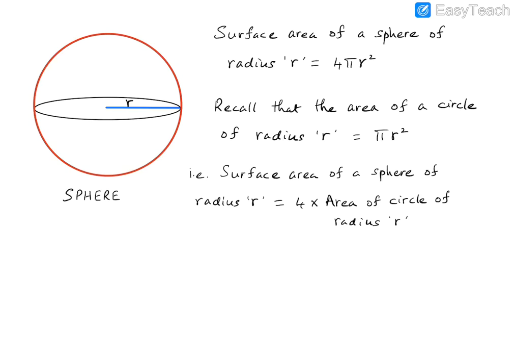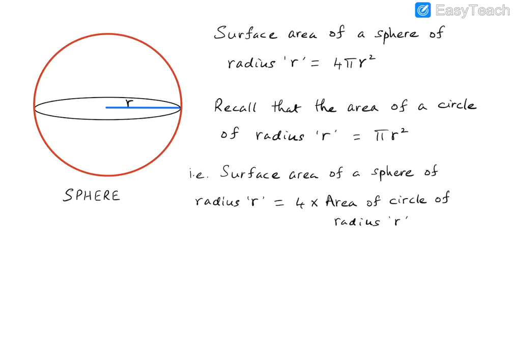That means the surface area of a sphere of a certain radius r is equal to 4 times the area of a circle of the same radius r. So we have the surface area of a sphere as 4 times the area of a circle of radius r, which is 4 times pi r square, which is what we have in our formula. Okay, so it's a fairly straightforward formula for calculating the surface area of a sphere.